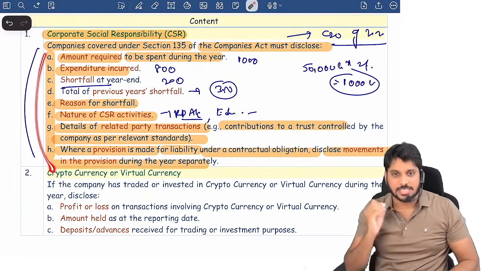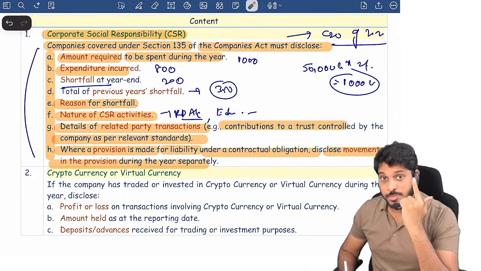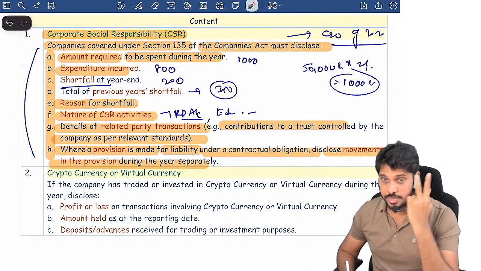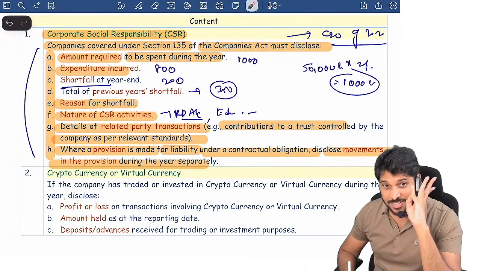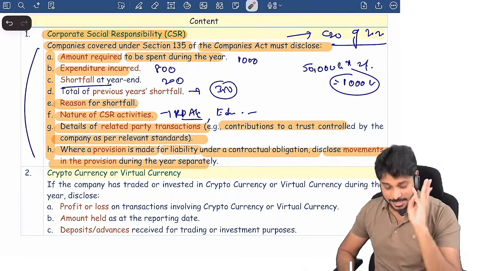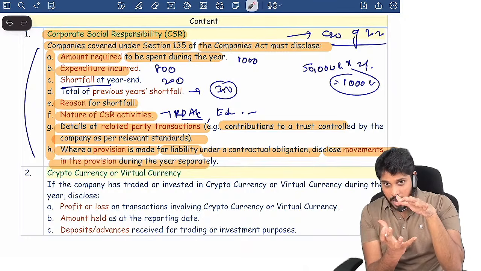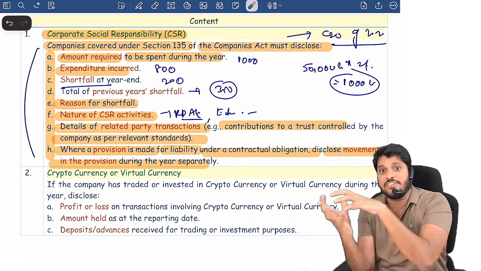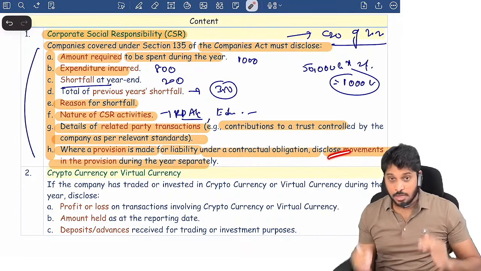With respect to CSR, first, how much amount you have to spend under CSR? 1,000 crore. How much you spent? 800 crore. How much is the shortfall? 200 crore. Previous year also there is a shortfall, right? That shortfall also you should mention. And what is the nature of activity? Education, medical relief, or rural development, what exactly? Then details of related party: out of the spending in CSR, how much is given to beneficiaries who are related parties to you. Then where a provision is made in the books of accounts, the movement of the provision.